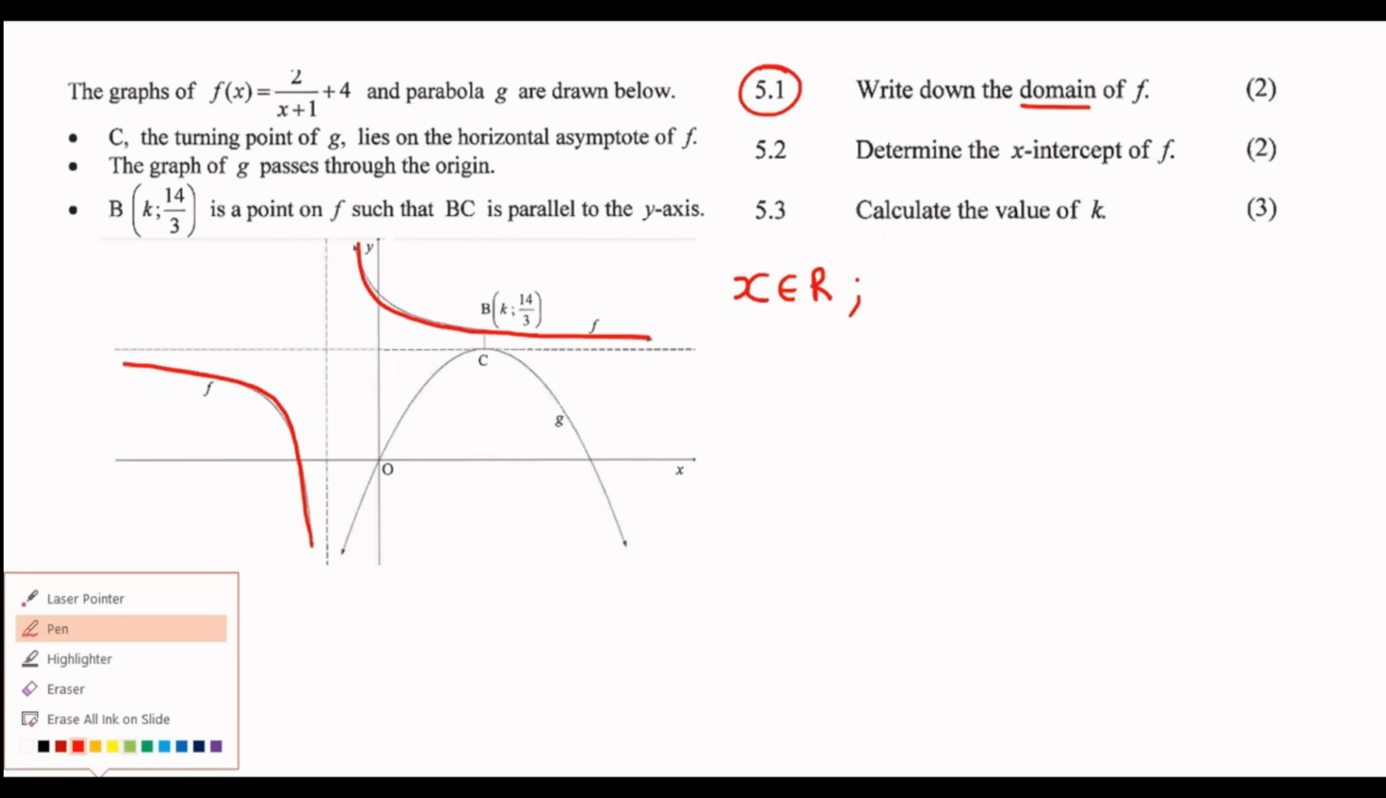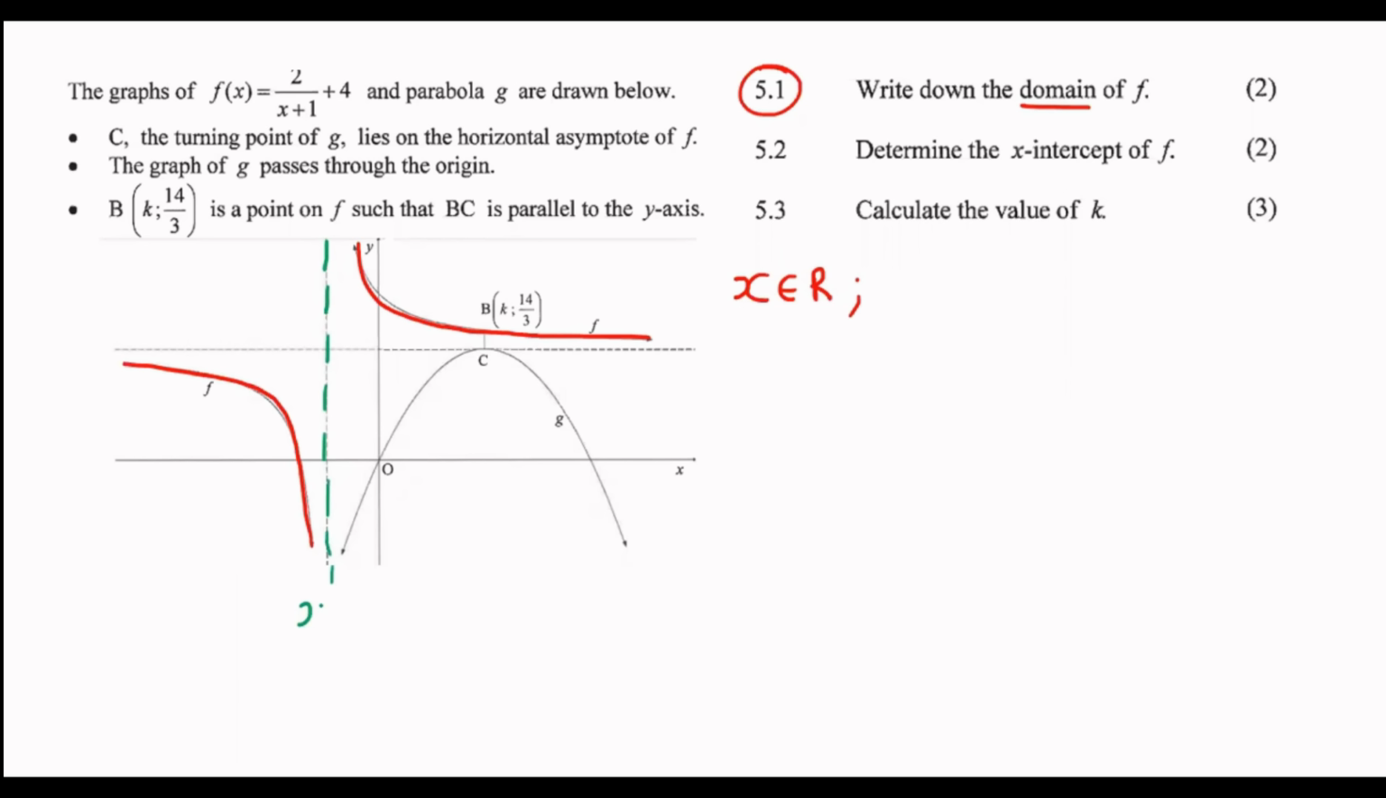Now, the vertical asymptote is going to be this line over here. And the equation of that line will be x equals negative 1. That is the equation of that line. So for our domain, we can say that x is an element of R, but x cannot be equal to negative 1. Okay, so that's question 5.1 complete.